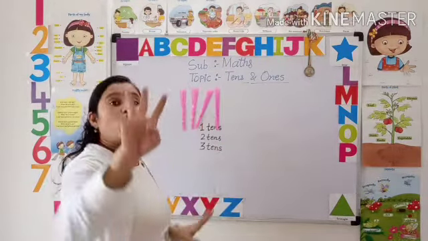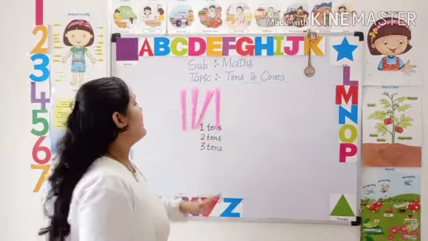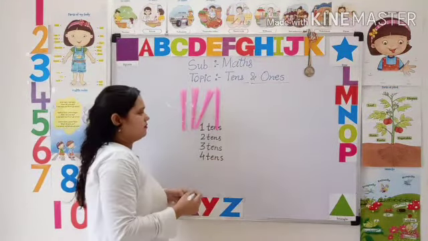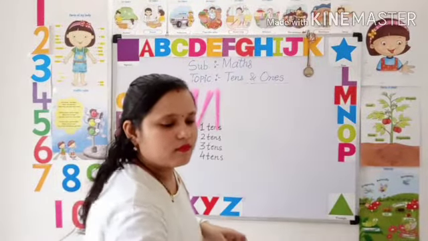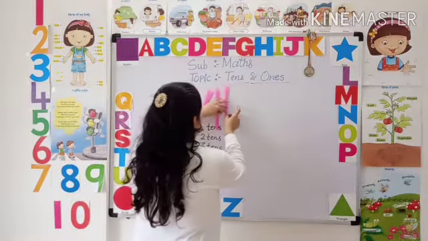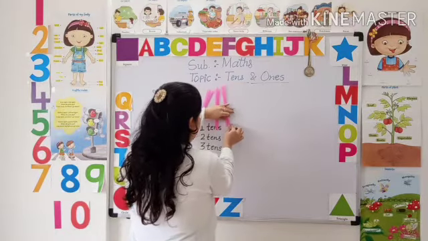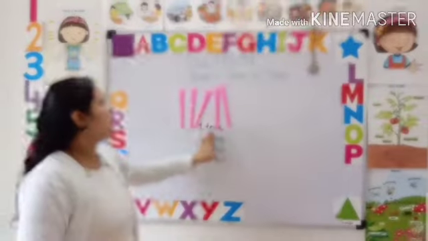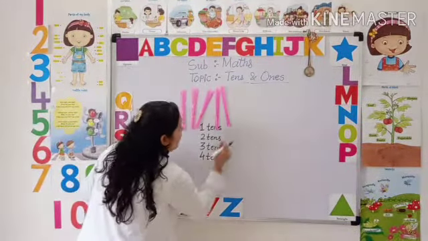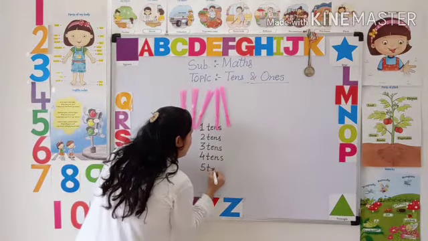Now, I have 4 bundles of 10 straws. 1, 2, 3 and 4. In each bundle there are 10 straws. I will write here 4 tens. Now, I am going to add 1 more bundle. Now, 1, 2, 3, 4 and 5. How many bundles do I have? Yes, 5 bundles. And each bundle has how many straws? 10 straws. Very good. So, I will write here 5 tens.